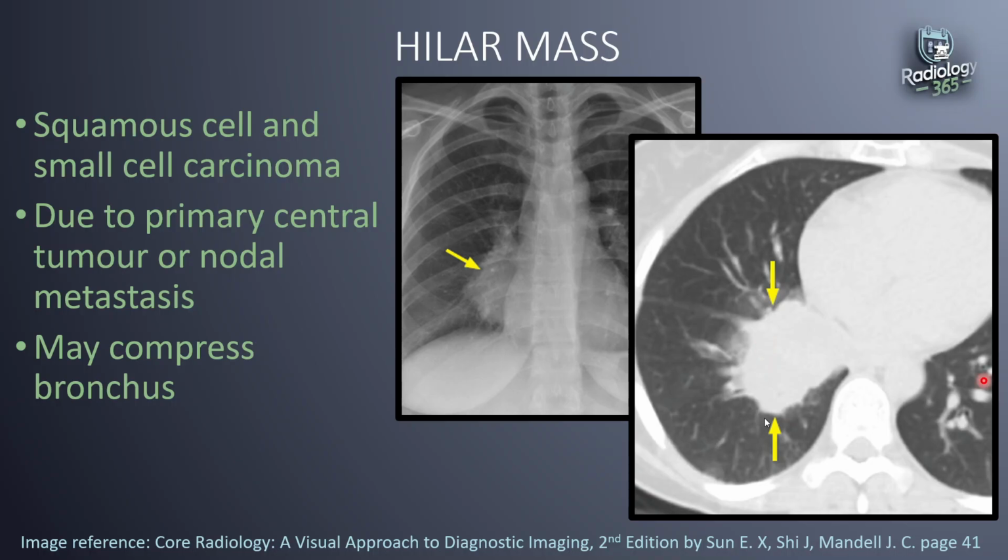So in these images, these are cases of lung cancer presenting as hilar masses. This first one is a frontal radiograph, and it shows a right paramediastinal opacity which does not silhouette the right heart border, and the CT shows a large right infrahilar mass here.